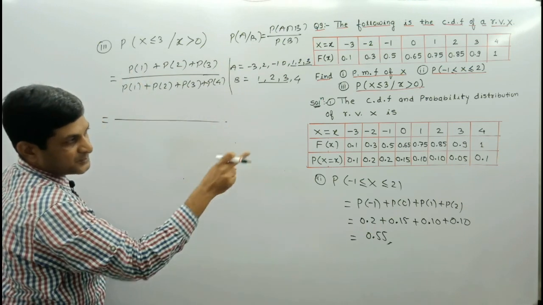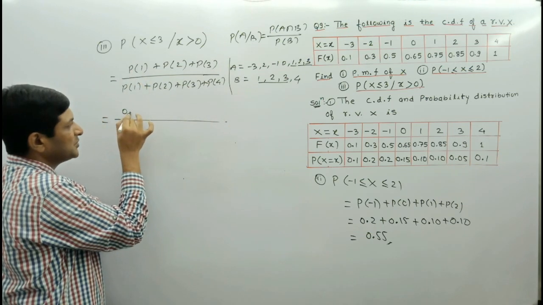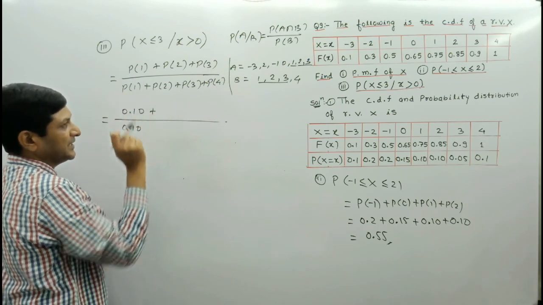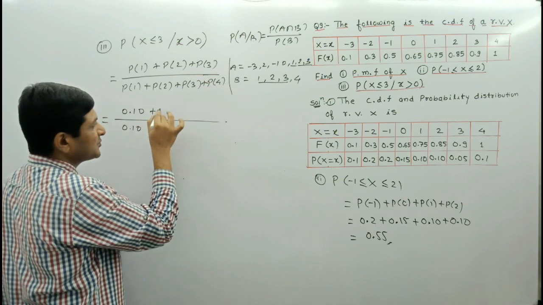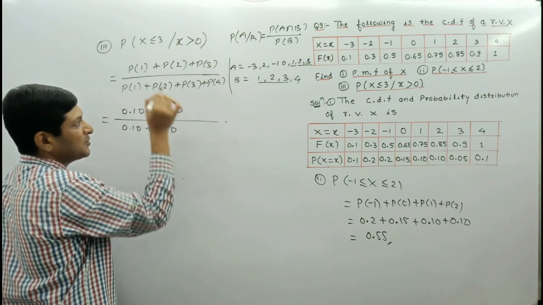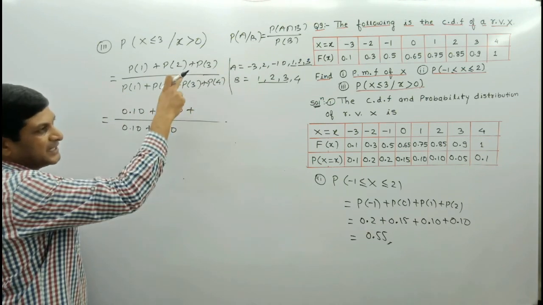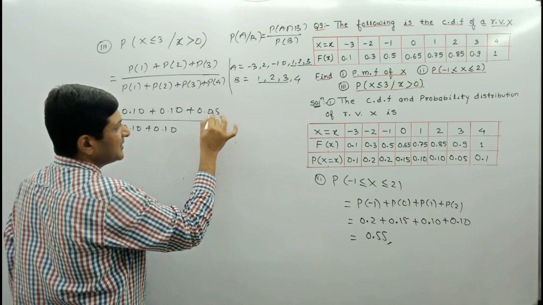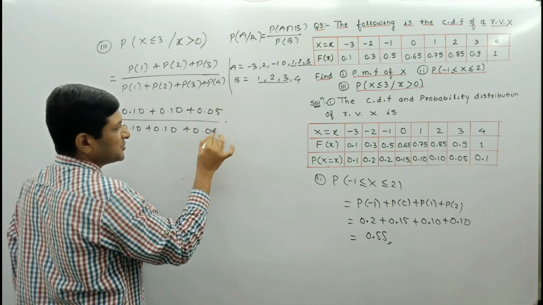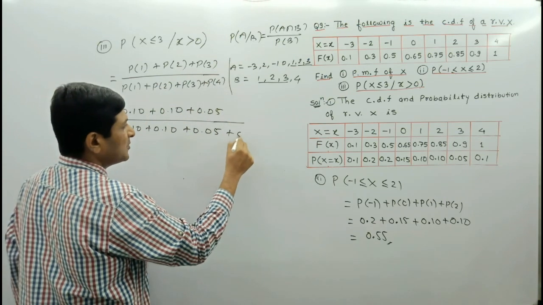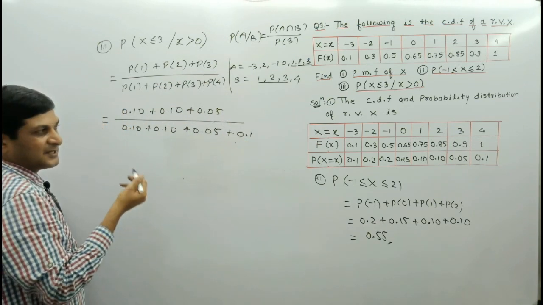P of 1, observe the table, P of 1 is equal to 0.10. So here also we will require the same value in the denominator. Then P of 2 is also 0.10. Write down the same value in the denominator because P of 2 is there in the denominator also. Then P of 3 is 0.05. Here also write down 0.05. Plus in the denominator P of 4 is also there, where P of 4 is 0.1.